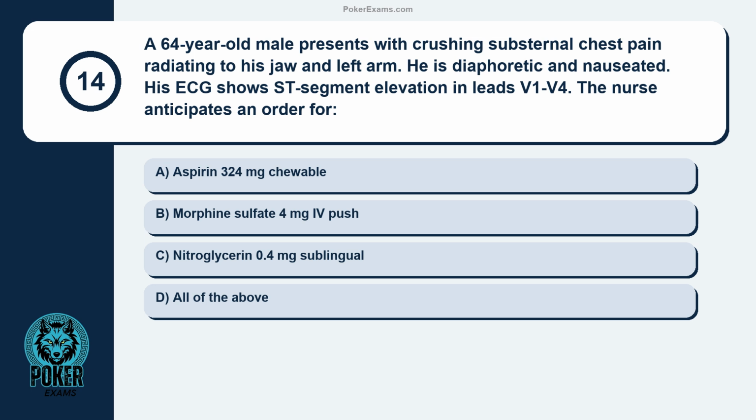Question 14. A 64-year-old male presents with crushing substernal chest pain radiating to his jaw and left arm. He is diaphoretic and nauseated. His ECG shows ST segment elevation in leads V1 to V4. The nurse anticipates an order for aspirin 324 milligrams chewable, morphine sulfate 4 milligrams IV push, nitroglycerin 0.4 milligrams sublingual. All of the above.